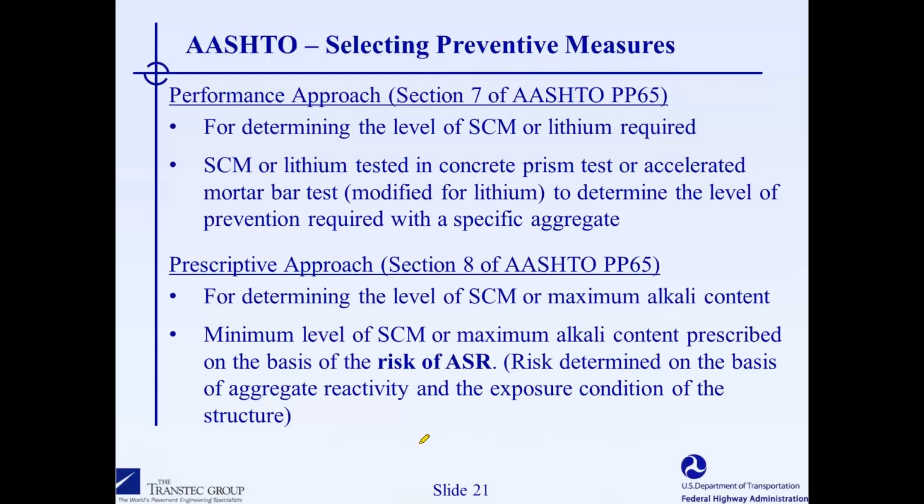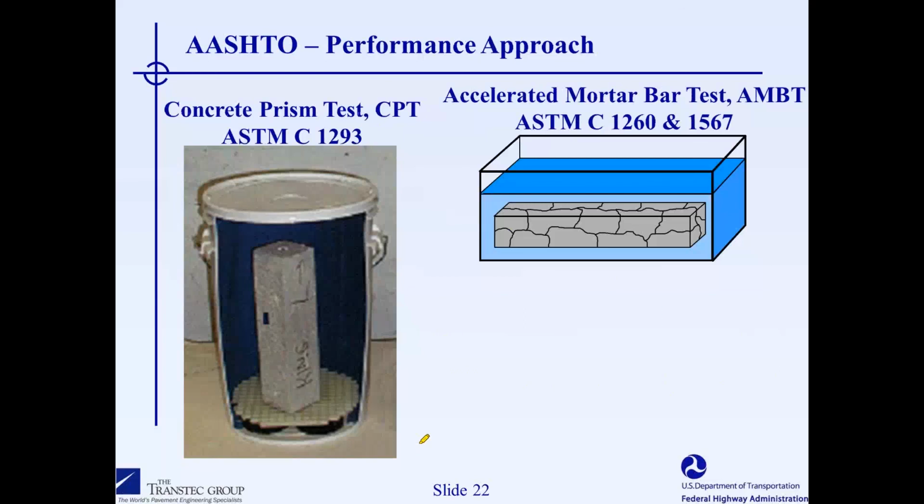So we're now going to move to step 2, the prevention box. And as we've already mentioned, this is where our two alternatives come in, our performance-based approach or our prescriptive approach. We can use the performance approach for determining the level of SCM or the level of lithium. And we can do this running either the concrete prism test or the accelerated test. We can use the prescriptive approach for determining again the level of SCM or the maximum alkali content. What we can't do is use the prescriptive approach for lithium or the performance approach for determining the alkali content, for the reasons that we discussed before.